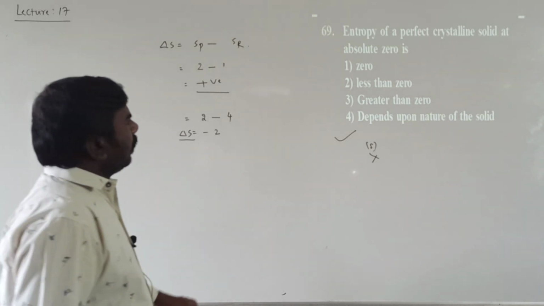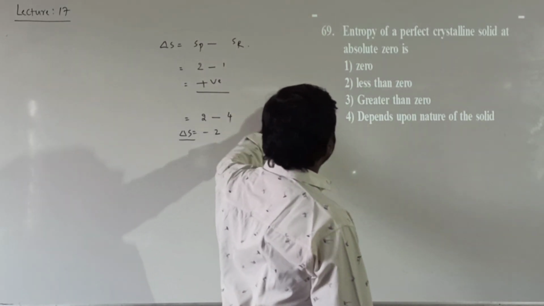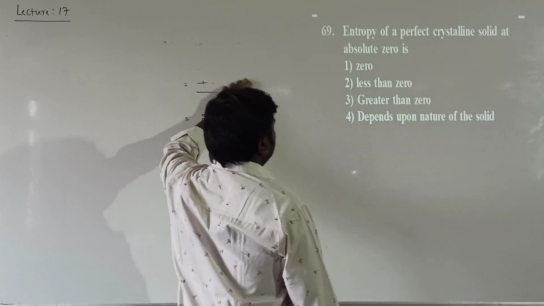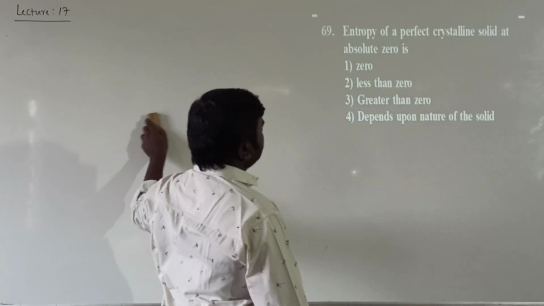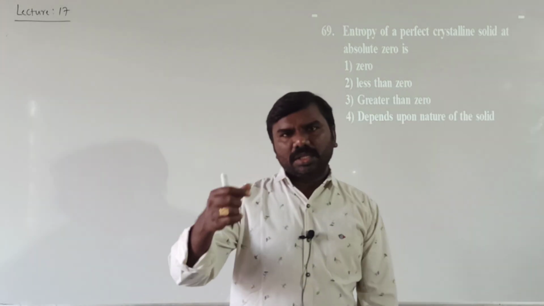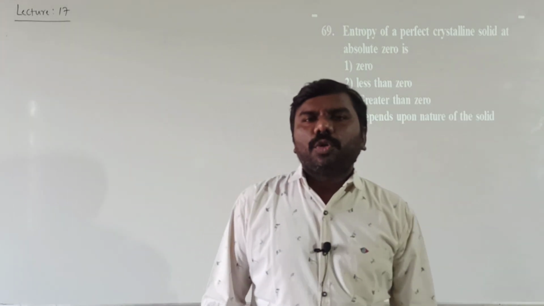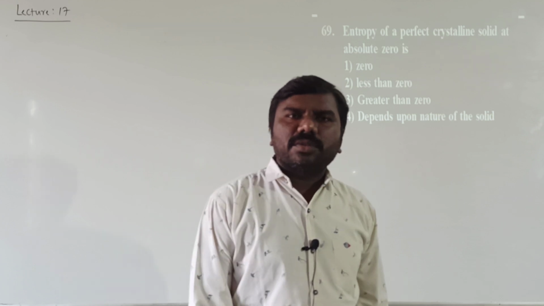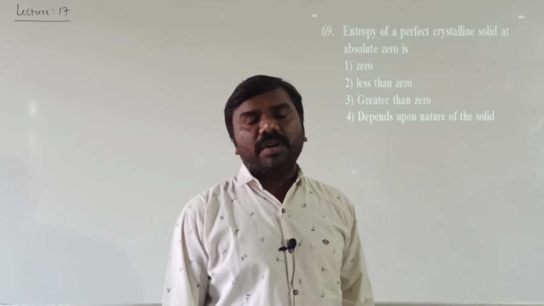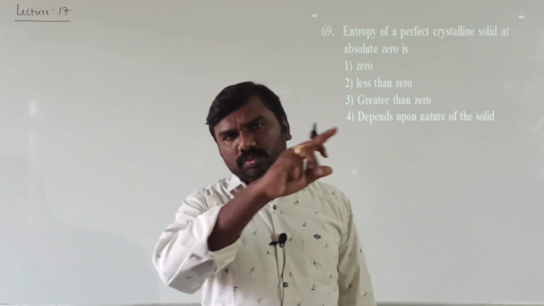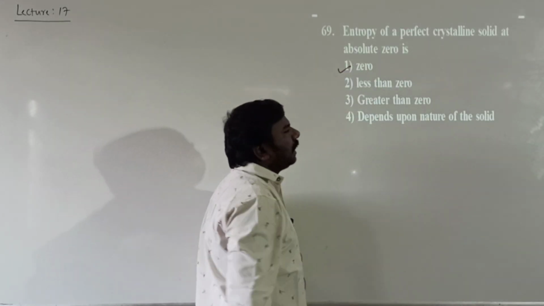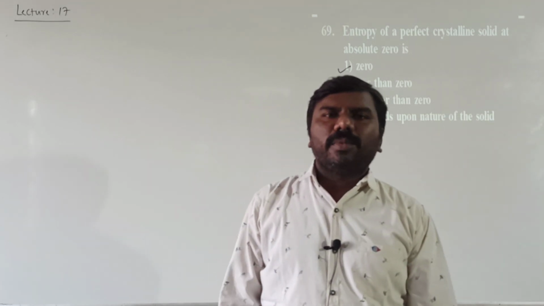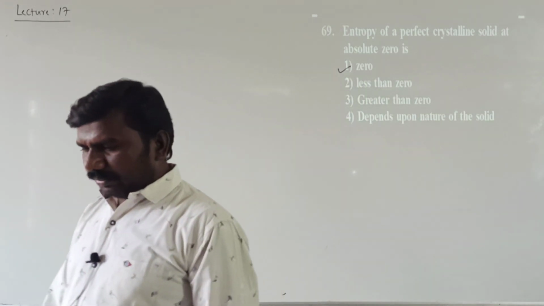Next, entropy of a perfectly crystalline solid at absolute 0 temperature is... here there is a mistake in the question. Entropy of pure and perfectly crystalline solid at absolute 0 Kelvin temperature is 0, right? So, answer is 0. It is the third law of thermodynamics, remember.